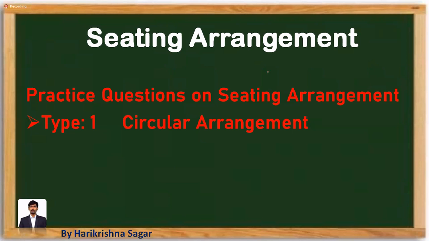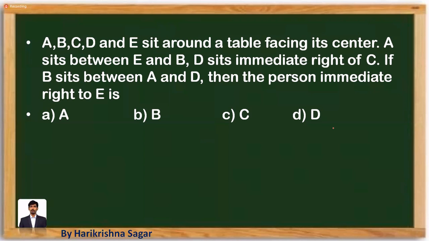Similarly, circular arrangement questions are given. By default, they are facing towards the center. If they mention they are facing outside the center, you have to take that. Look at the first one. A, B, C, D, E sit around a table facing its center. A sits between E and B.